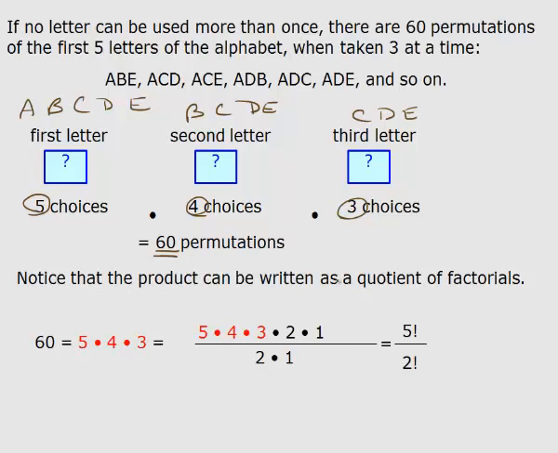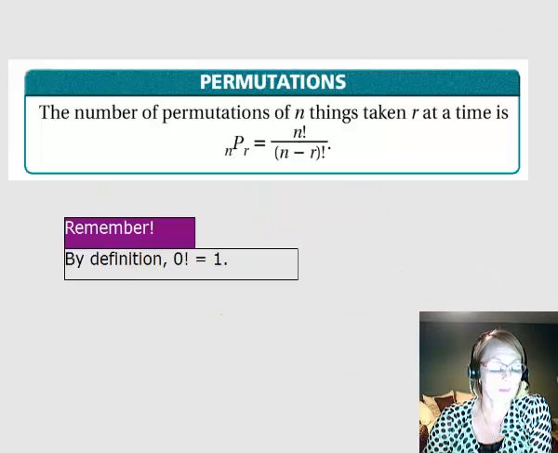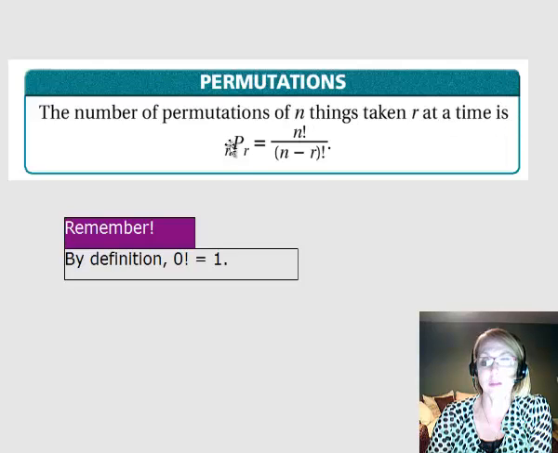Now this product can be written as a quotient of factorials. So 60 can be 5 times 4 times 3, as you've seen. Well, if I use 5 factorial, 5 times 4 times 3 times 2 times 1, I can cancel out 2 factorial to make it be that way. So if I want to write it as a quotient of factorials, this is how I can write it. The number of permutations of n things taken r at a time is like this.